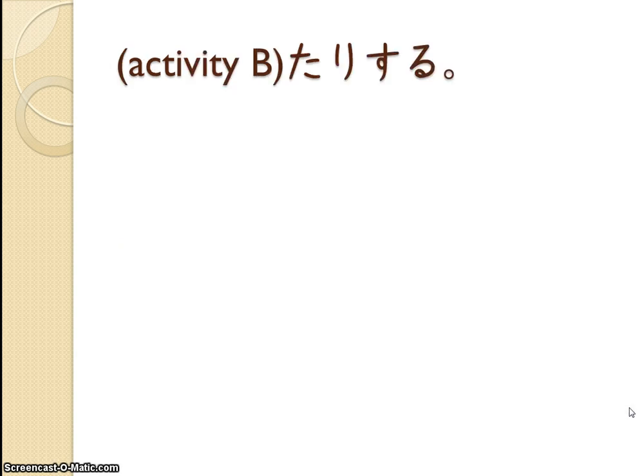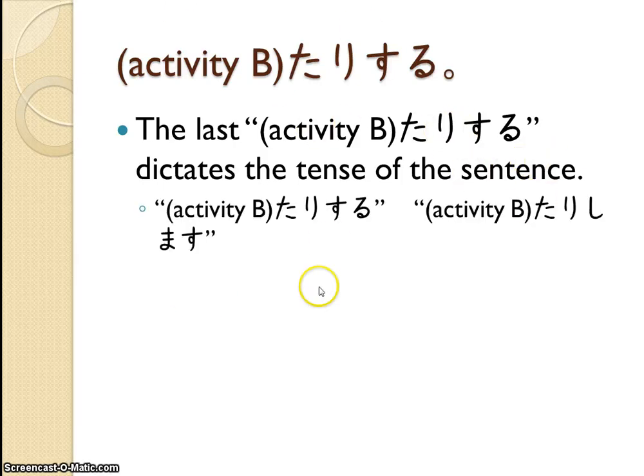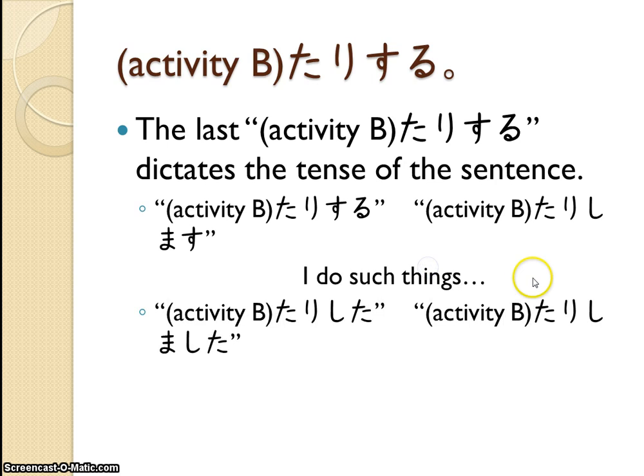Okay, so tari suru. So the last activity, we have A. You already know how to figure out A because it's kind of like TE form. So you do the past affirmative short form, and then you add ri, and then you put a comma, and then the second part would just be the tari suru, and that's how you would end it. And that dictates the tense of the sentence, like I said, just like TE form. So I do such things as would be tari suru, or tari shimasu. Now, suru is short form, so that's why I put that in there. But if you wanted to make it long form, it would be shimasu, because you just need to conjugate the suru portion of this. Or shita or shimashita.